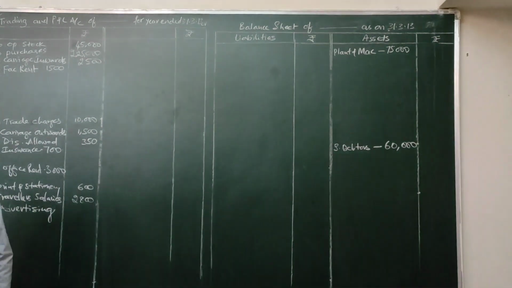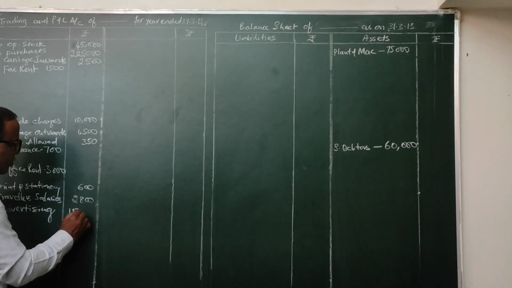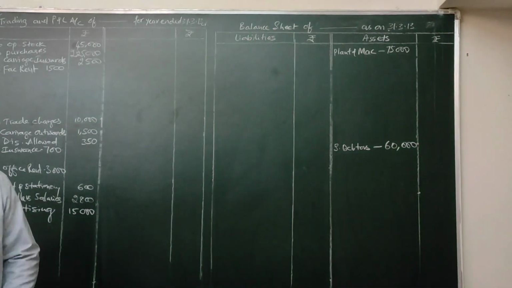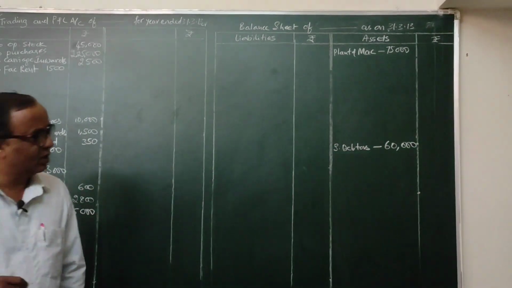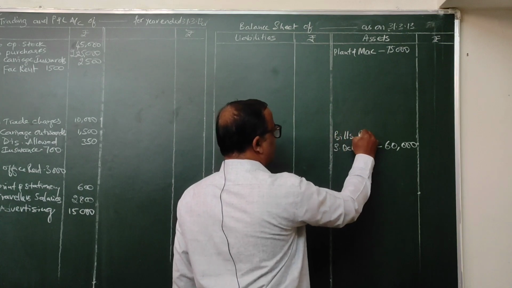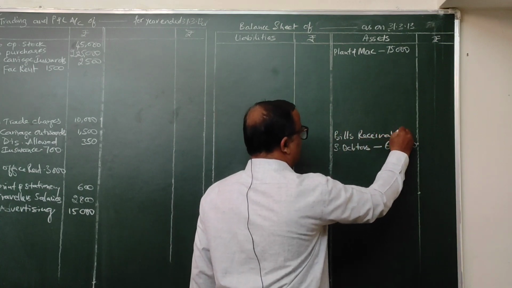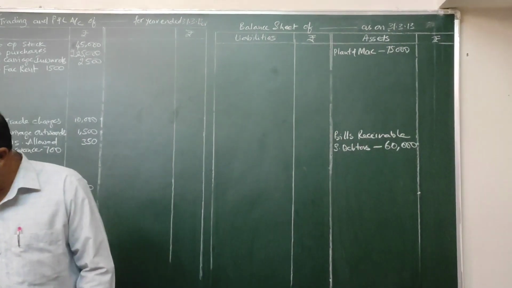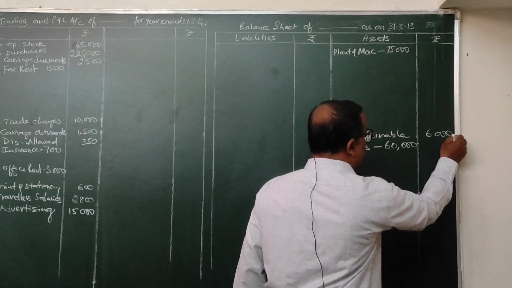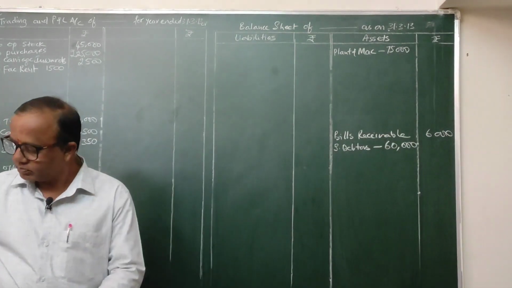To advertising the amount is 15,000. So 15,000, let's take it in the column. Then we are having bills receivable. Bills receivable is an asset. How much has he given for bills receivable? 6,000. In the outer column we will be writing 6,000. It is a current asset.